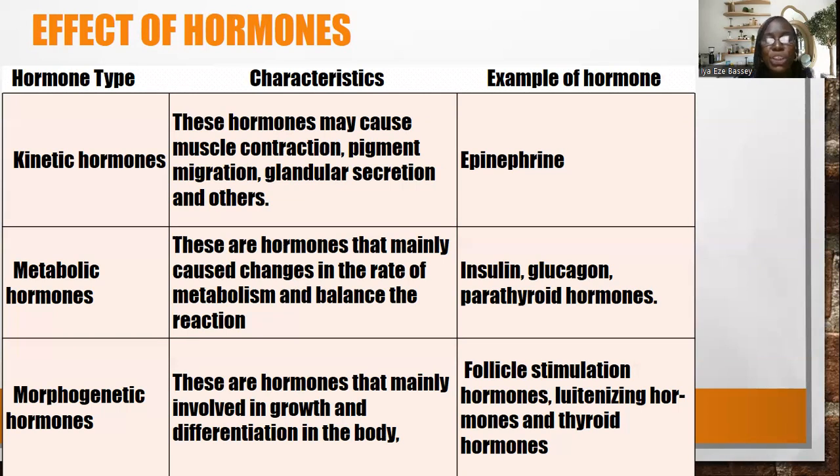Then your morphogenetic hormones have to do with growth. They are hormones that are mainly involved in growth and differentiation in the body. They include your follicle stimulating hormones, your luteinizing hormones, and also your thyroid hormones.